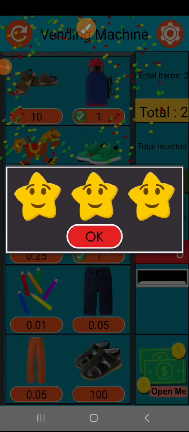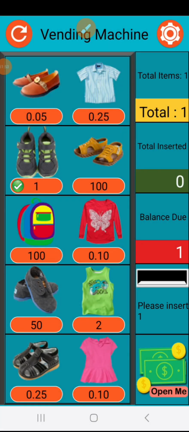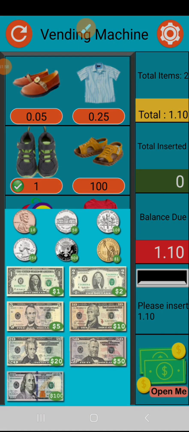Okay, a few more. Mommy want that. Put the money. How much you owe? Read it all out. $1.10. So I put it in the machine. Do the bills first. $1.10. Good job. All right.